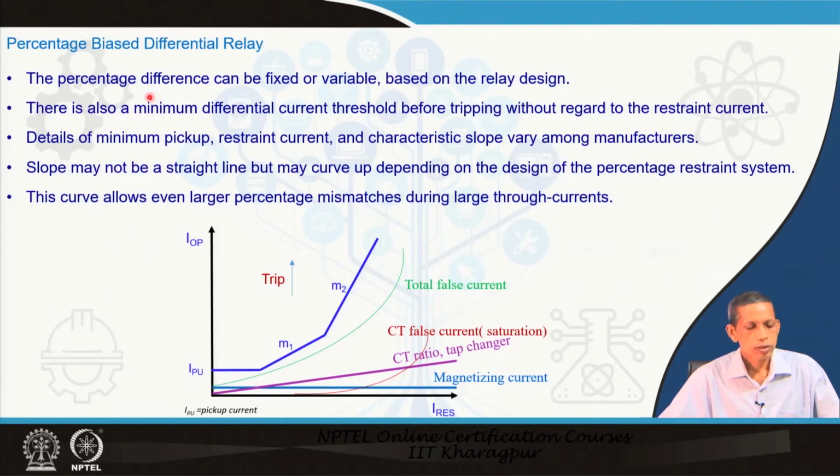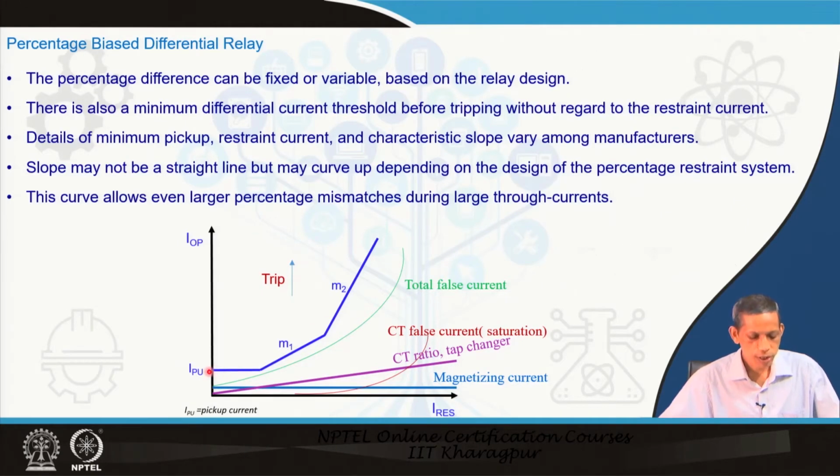Note, the percentage differential characteristics can be fixed or variable based on the relay design. That flexibility is there in today's numerical relay principle. There is also a minimum differential current threshold before tripping, without regard to the restraint current. So that is a check that there must be at least a minimum differential current, the I pickup current. Details of minimum pickup current, restraint current and characteristic slopes vary among manufacturers.